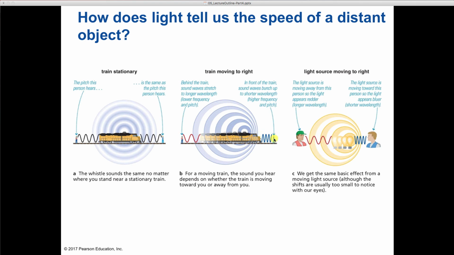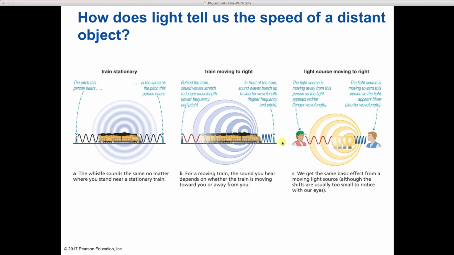And so if there's an observer and there's a train coming toward the observer, they'll hear a sound that has a shorter wavelength or a higher frequency, a higher pitch. And somebody that's behind the train is going to hear a sound with longer wavelength, lower frequency, a lower pitch.